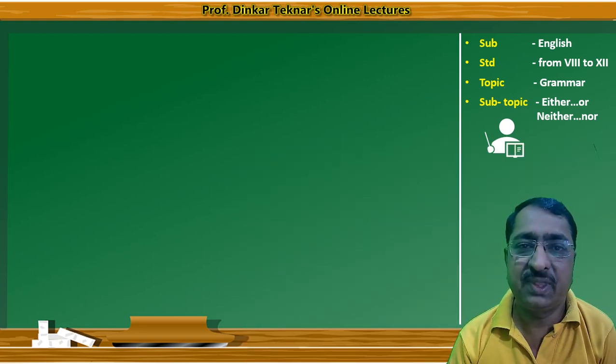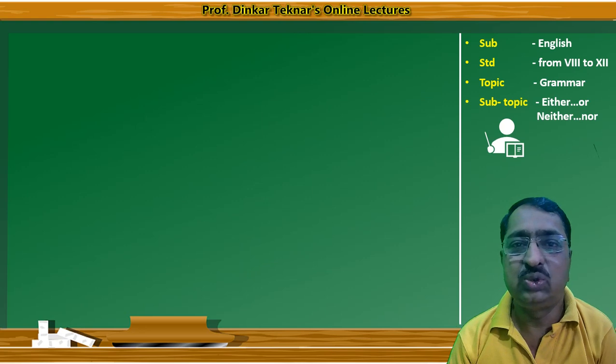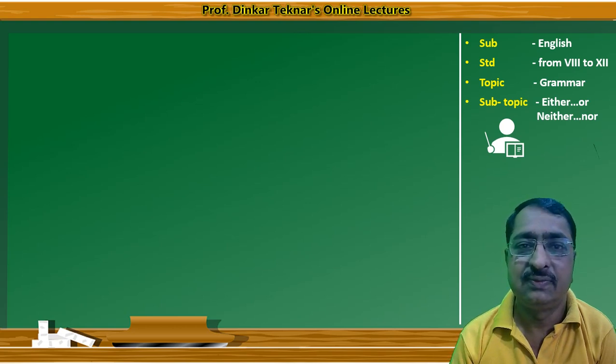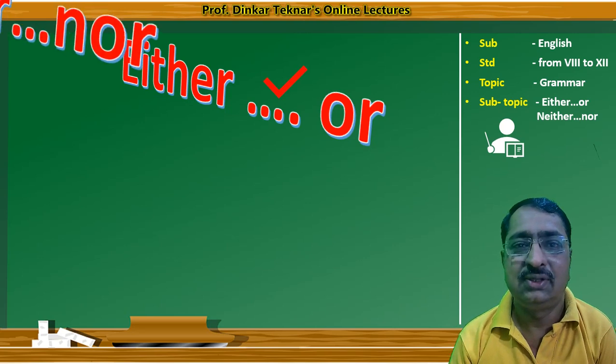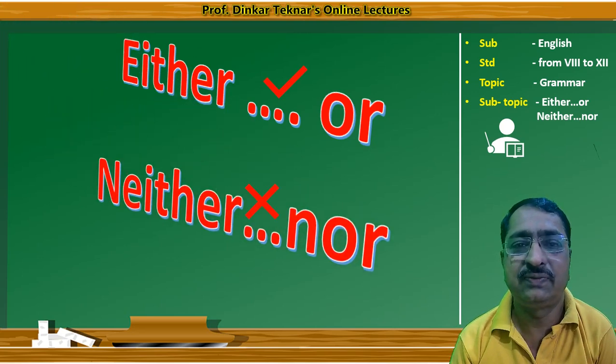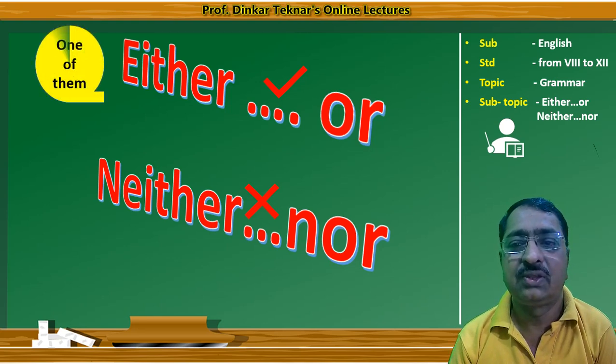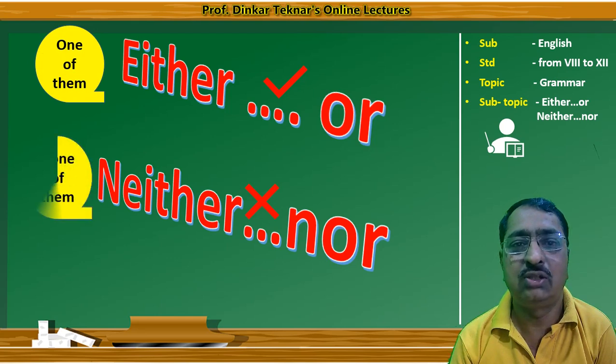Dear friends, in this video we are going to learn a very interesting topic of grammar related to language study, and the topic is either...or, neither...nor. Some people pronounce it as either or, neither nor. So either...or is used for one of them and neither...nor is used for none of them.